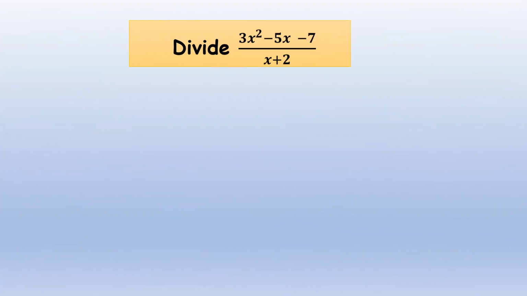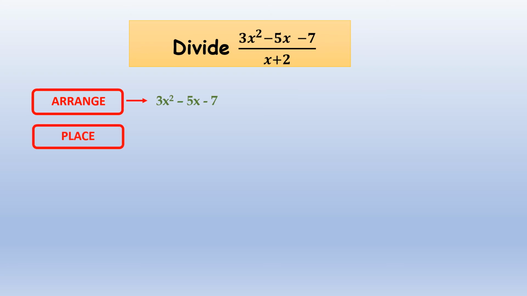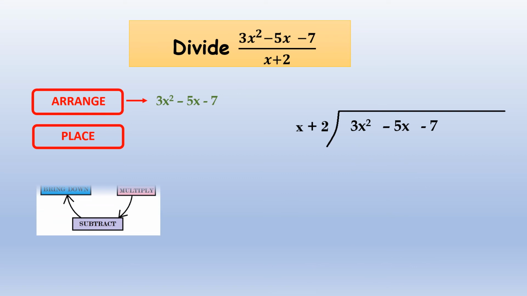Divide 3x squared minus 5x minus 7 by x plus 2. Let us first arrange the dividend. We will then have 3x squared minus 5x minus 7. Place the dividend and the divisor. And use the cycle divide, multiply, subtract, bring down.